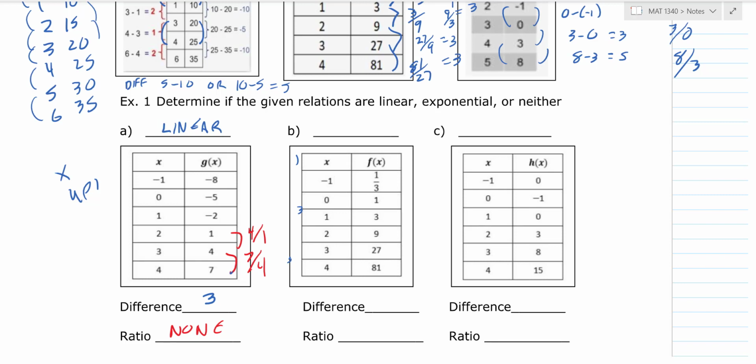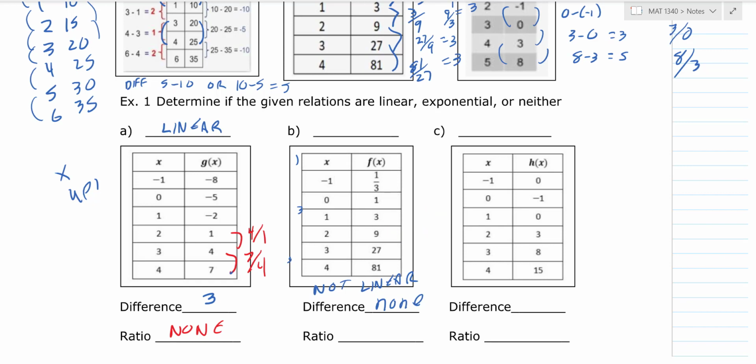Okay? Let's look at the differences. And you don't have to do all of them. If you see the differences are different, then it's not linear. So it doesn't matter where we start. Let's start there. 3 minus 1 is 2. And then 9 minus 3 is 6. Okay, so what does that tell you about the common difference? Is there one? No, there's not one. Okay, so that means that this thing is not going to be linear.